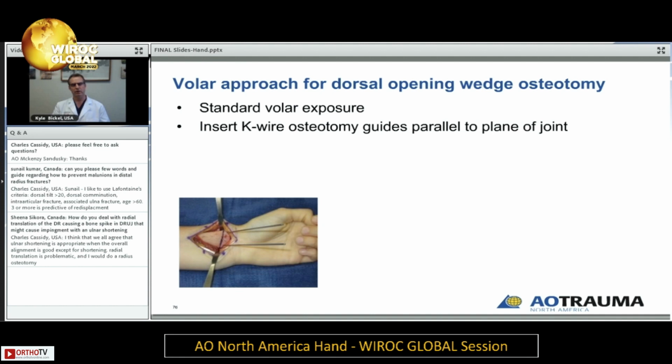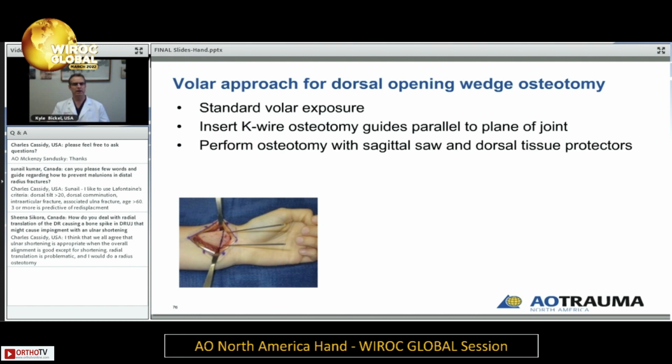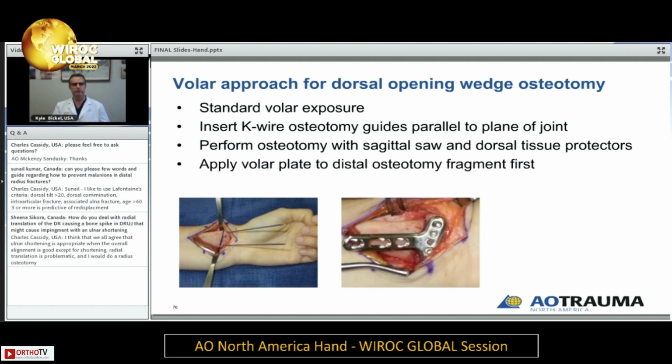I make sure that once I put these in and I get some fluoroscopy in the operating room, the plane of these pins is exactly parallel to the joint, and then I know I'm going to restore the normal tilt once I bring that back after my osteotomy. Use dorsal tissue protectors to protect the extensor tendons, the first extensor compartment, and the radial sensory nerve.